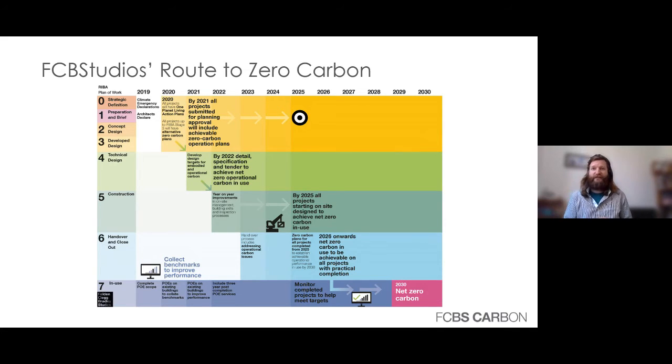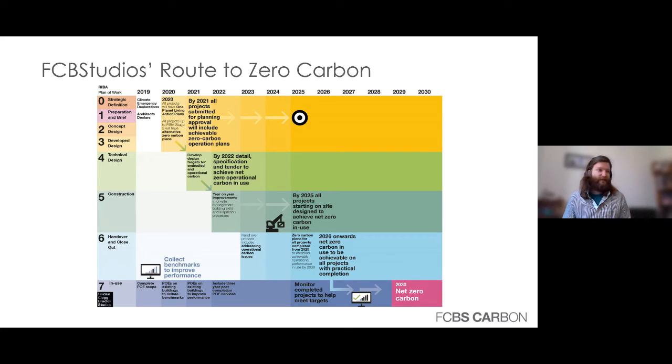This is our route to zero carbon as a practice. It's pretty ambitious. By 2025, all buildings starting on site will be net zero carbon. We will ignore the fact that net zero carbon is an ambiguous term and it makes us nervous, but it's certainly the thing that keeps me up at night. I look after sustainability and research across the practice, so it falls on my shoulders in many ways. Although obviously it's a collective responsibility, there'll be a lot of pointing.